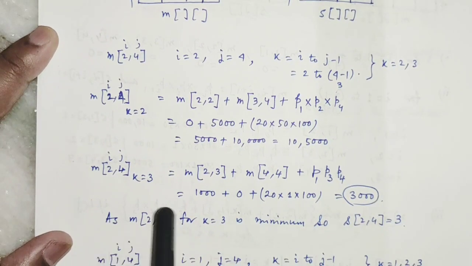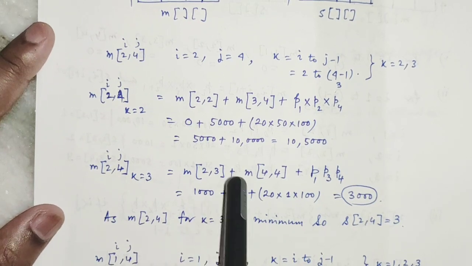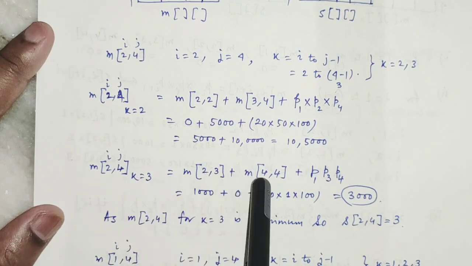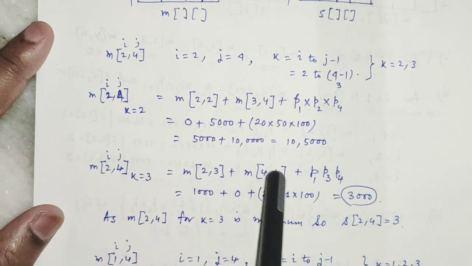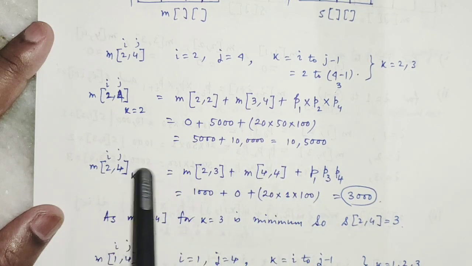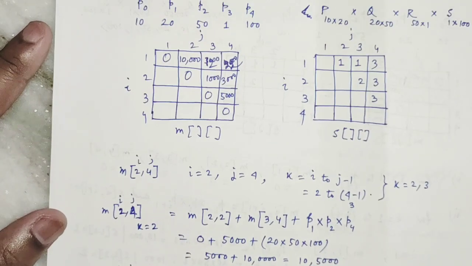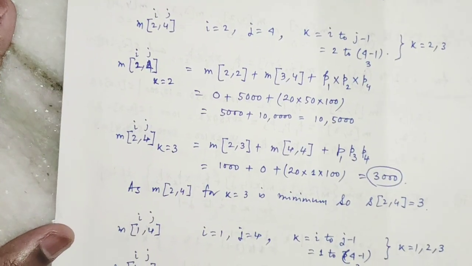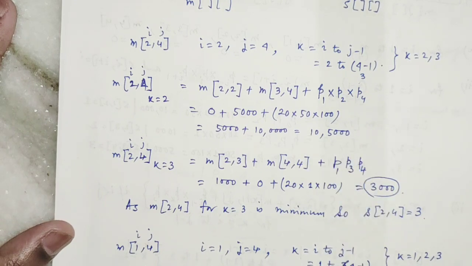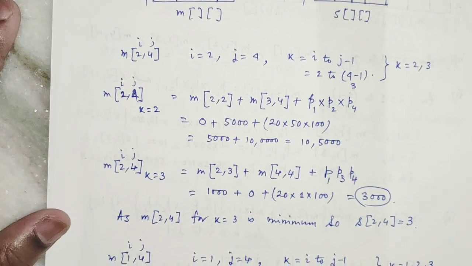So now apply k equals 3 in the formula. So i to k, that is 2 to 3, plus k plus 1 to j, that is 4 to 4, then p of i minus 1, that is p1, into p of k, that is p3, into p of j, that is p4. So m of 2 3 we have already calculated, it was 1000, plus m of 4 4, you know the principal diagonal is 0, plus p1 into p3 into p4. As per the data we have calculated, it is 3000.